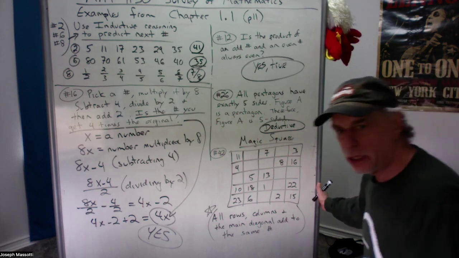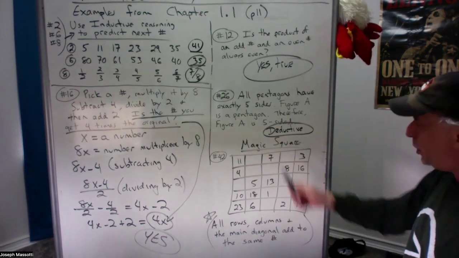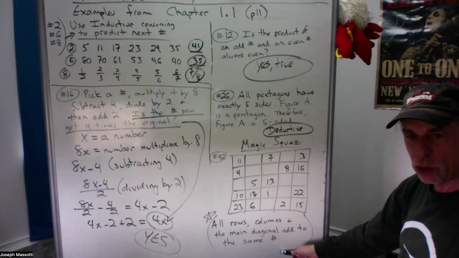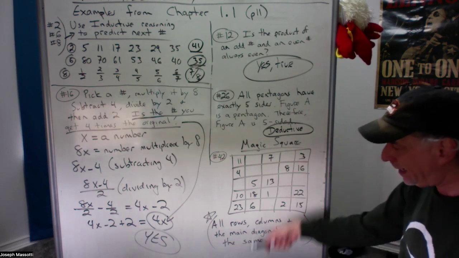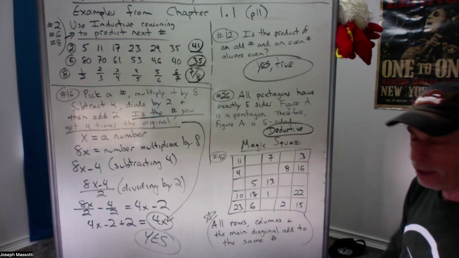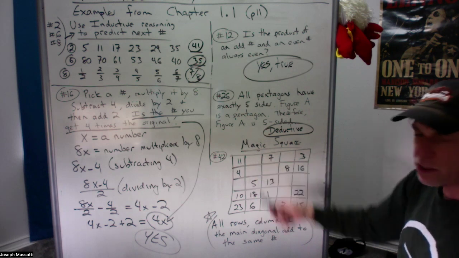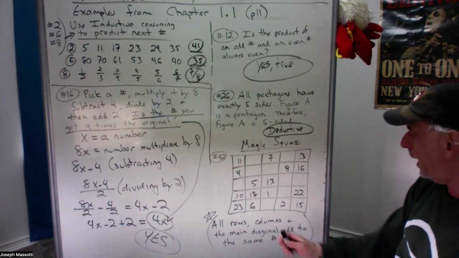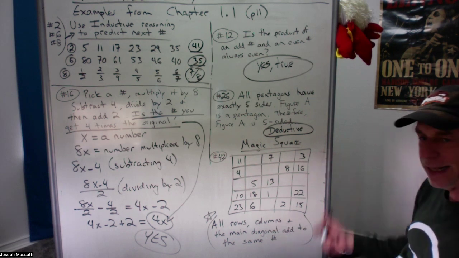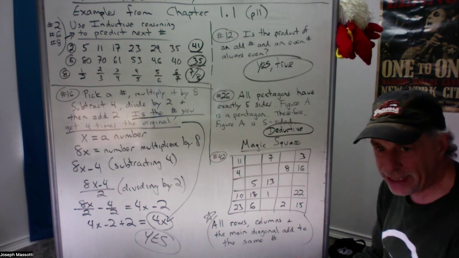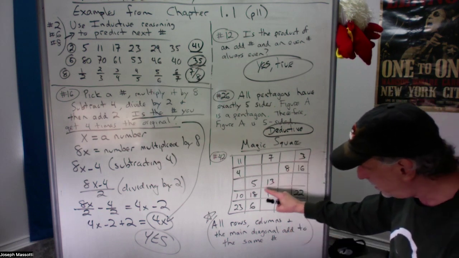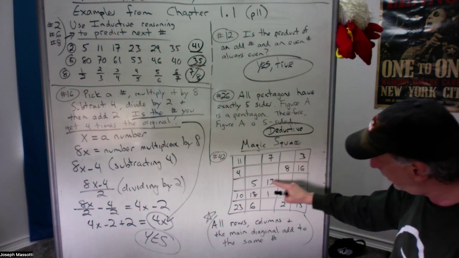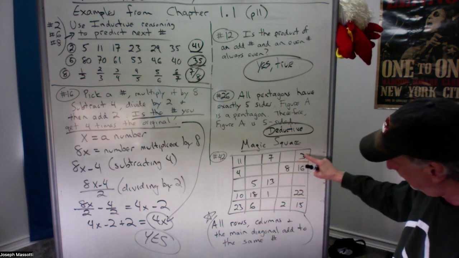All right, and then the last thing you want to know is how to complete these magic squares for section 1.1. Okay, a magic square is a square where all the rows, columns, and the main diagonal all add up to the same number. And you're given pieces of that square and you're asked to fill in the rest. So here, again, all rows, columns, and the main diagonal add to the same number. We don't know what that number is yet, but we see that the main diagonal is already filled in. So we can get the number by adding the numbers along the main diagonal.